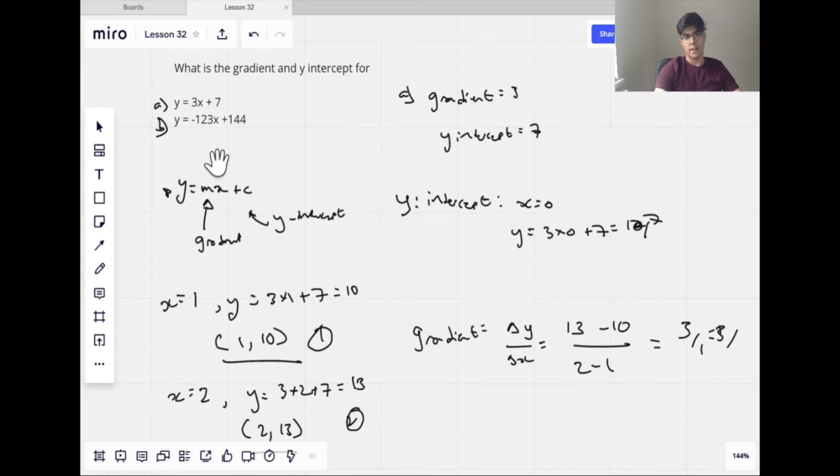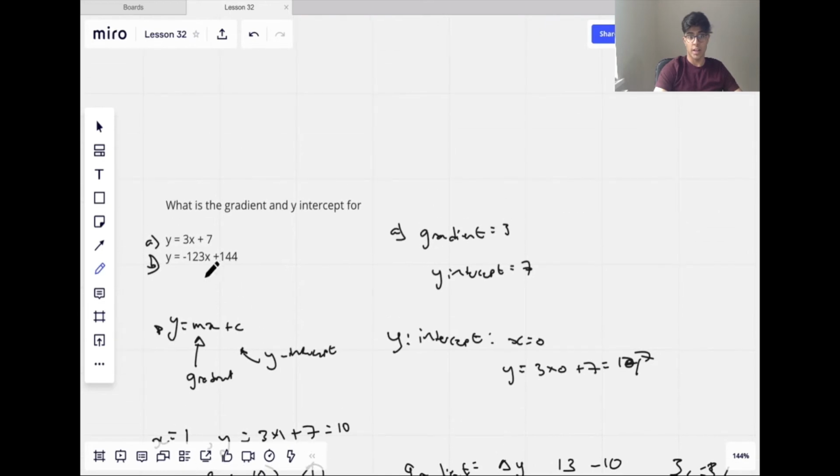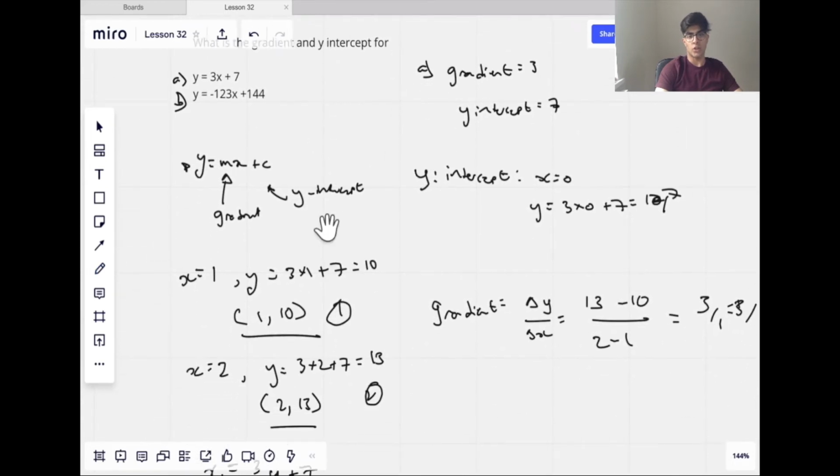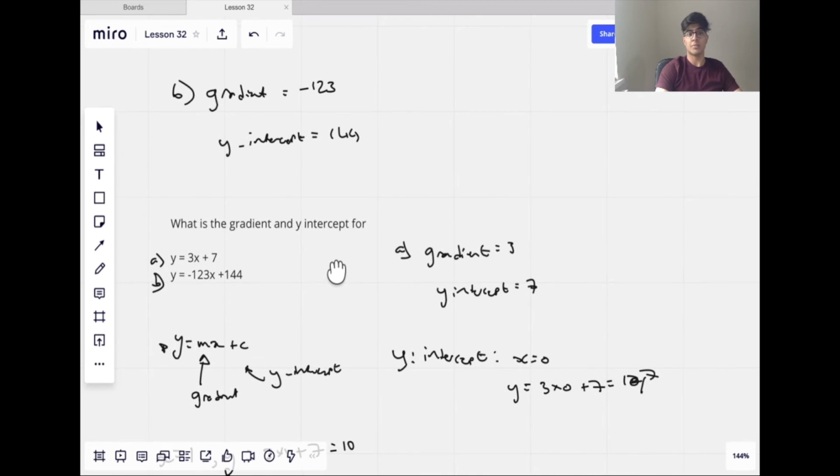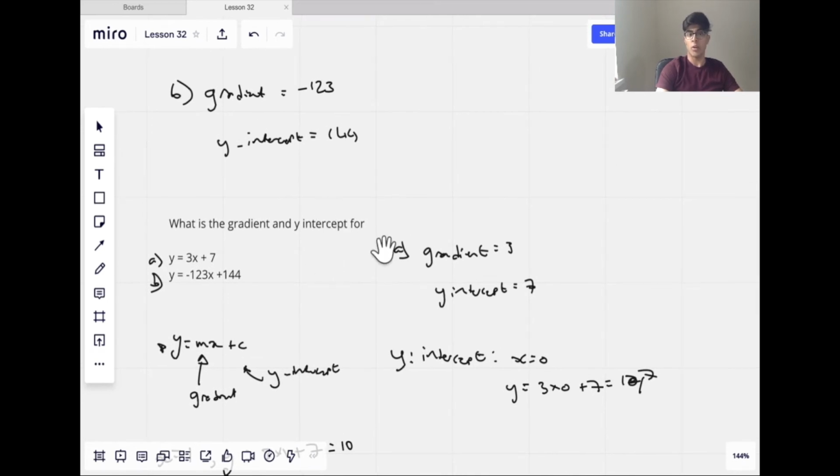But with B, we'll use the result we've already proved and known for ourselves, and say gradient for B equals minus 1, 2, 3, and then the y-intercept is equal to 1, 4, 4. You can see I got a bit carried away with the numbers, but it'd be worthwhile if you could use the second approach I mentioned here about plugging in some numbers to find out what the gradient and y-intercept are. So if you've got a minute, give that a go.